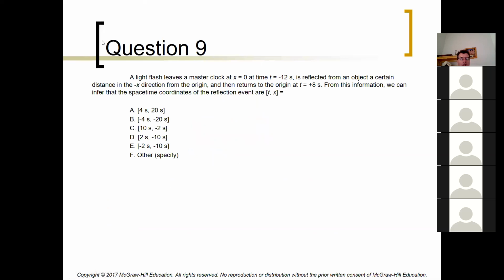All right, and finally, a light flash leaves a clock at the origin at t equals minus 2 seconds. It gets reflected from an object a certain distance in the x direction from the origin, so somewhere to the left of the origin, and then returns to the origin at t equals 8 seconds. So from this information, what must the space-time coordinates t and x, remember the first number here is t, and the second number is x, what must those space-time coordinates be for that reflection event? So I'll give you a minute to think about that. And remember, this is light.